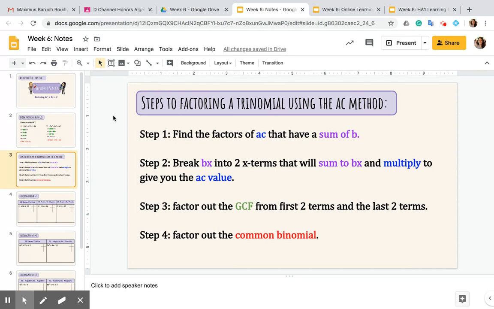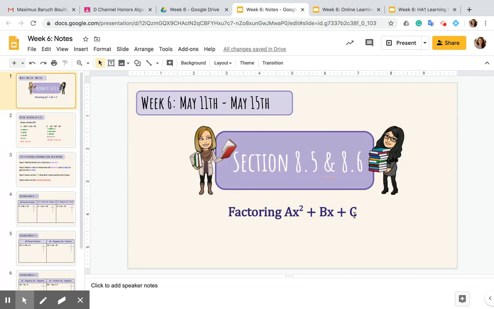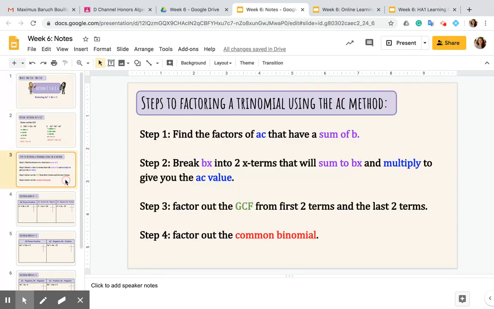Step 1: when you are looking at a trinomial in standard form, you find the factors of AC, so A times C. You're going to multiply those together and it's going to give you a number, and you're going to find factors, meaning two numbers that multiply to give you that product, that have a sum of B.